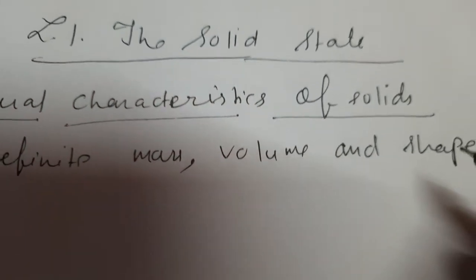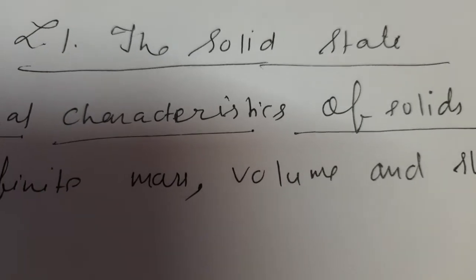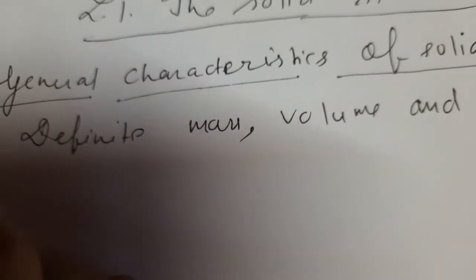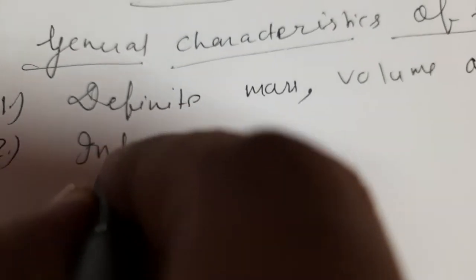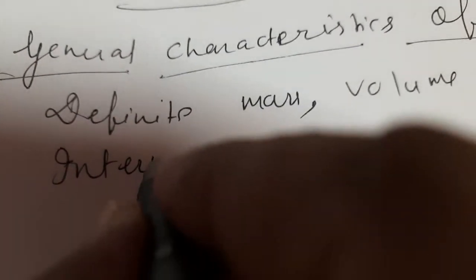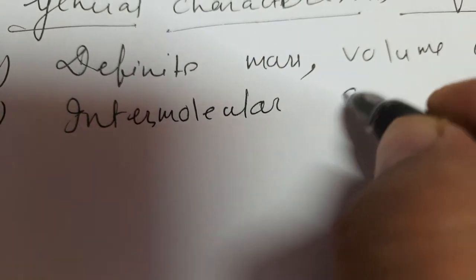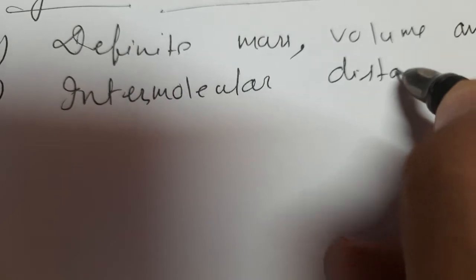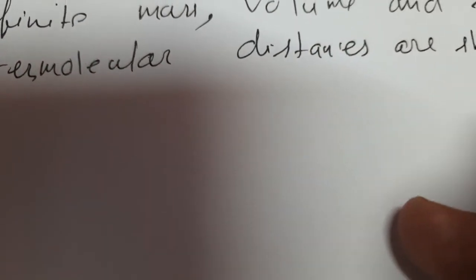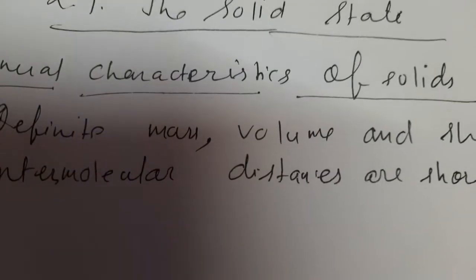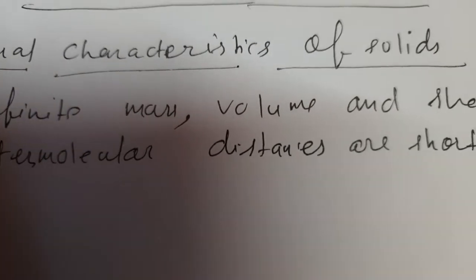Second thing what we find, beta, their intermolecular distances are short, that is, close to each other. So molecules are nearby. Intermolecular distances are short. The molecules are near to each other. Third point, we can say that their intermolecular forces are strong.